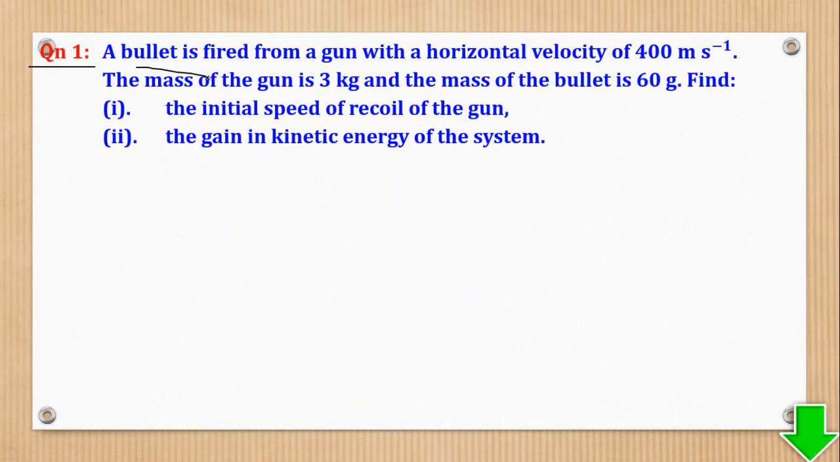Question 1. A bullet is fired from a gun with a horizontal velocity of this. The mass of the gun is 3 kilograms and the mass of the bullet is 60 grams. Find, Roman 1, the initial speed of recoil of the gun. Roman 2, the gain in kinetic energy of the system.